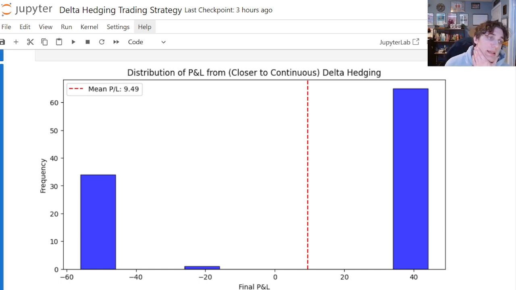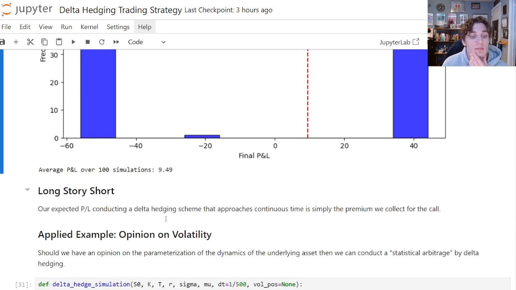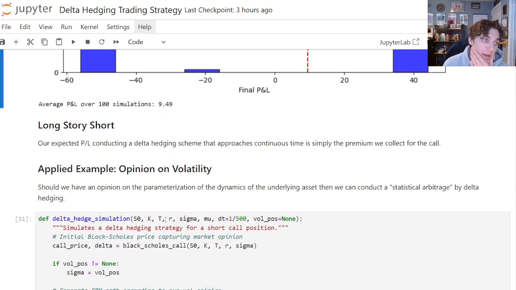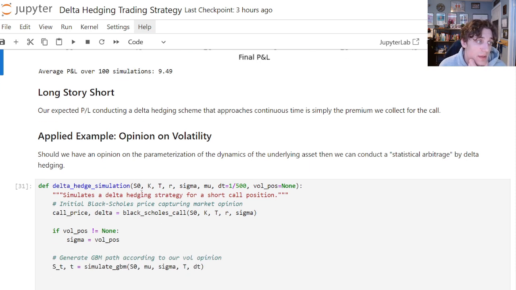So how can we use this idea to actually trade? Well, we have to have an opinion on the parameter set that we're assuming to be constant. So in our current simulation, we have the spot price, the strike price, the time to maturity, the risk-free rate, and the volatility term. So if I had an opinion on volatility, let's say that right now NVIDIA is trading at 40% implied vol. And I think that the realized vol is going to be substantially less than the current market implied volatility, which is quite probable.